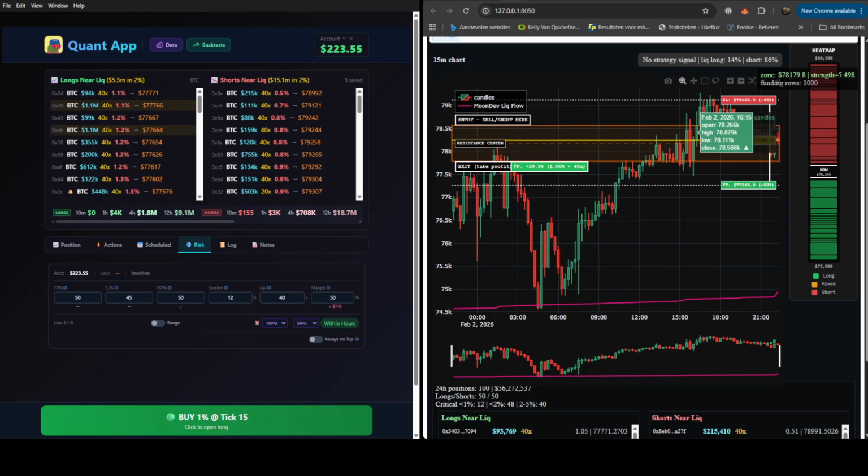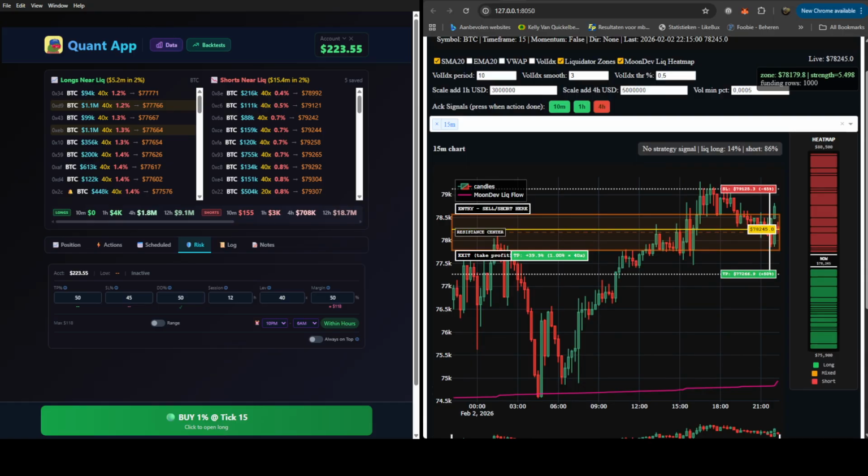Now we'll have to wait and see when it goes down again. Will this go down or will it keep going up? Because it's all new, I still have to see how it performs. But for now, I can only say it looks very good.